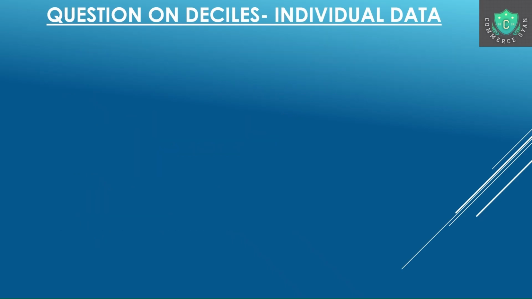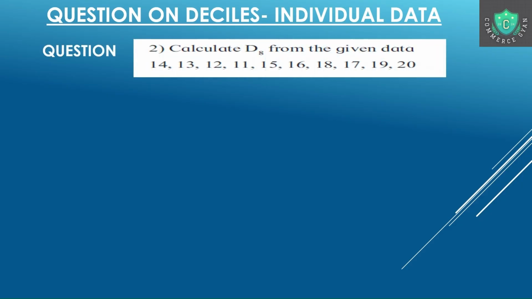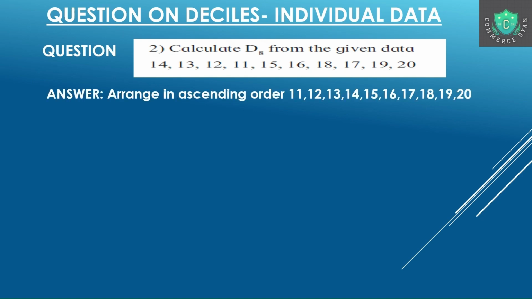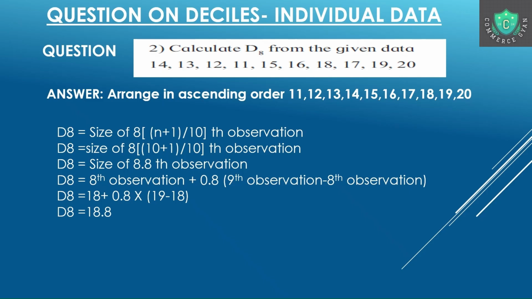Now another example, D8 you need to calculate from the following data. Again, arrange it into the ascending order. Take the size of 8 into brackets n plus 1. How many number of observations in this case? There are 10. So we take 8 into brackets 10 plus 1 upon 10. So it is size 8.8. 8th observation plus 0.8 of what? The difference between 9th and 8th observation. So 9th observation is what? 19 minus the 8th observation, which is 18. And so finally we get D8 as 18.8, right? So decile 8 will be in this case 18.8.